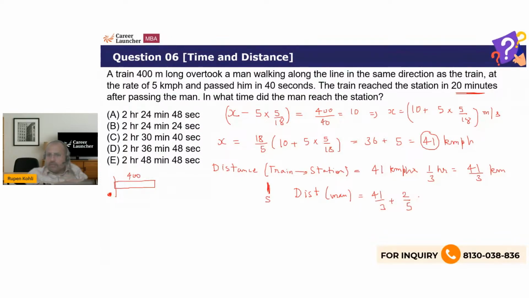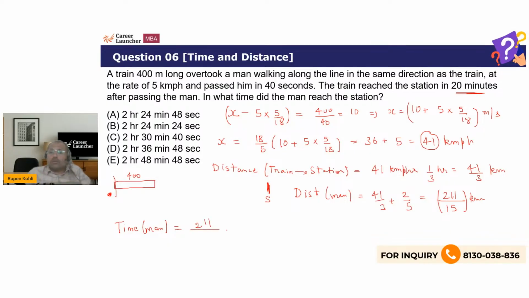So let's simplify this again, because I'm getting some fractions with 3 and 5. So I'll take the LCM, I'll simplify. 41 into 5, 205. 205 plus 6, I'll get 211 over here. Let's work with that. And therefore, finally, the time taken by the man to reach the station from this point onwards, after the crossing has finished, is this distance upon the speed of 5 kilometers per hour. So this will be my answer in hours. This is kilometers, this is kilometers per hour.